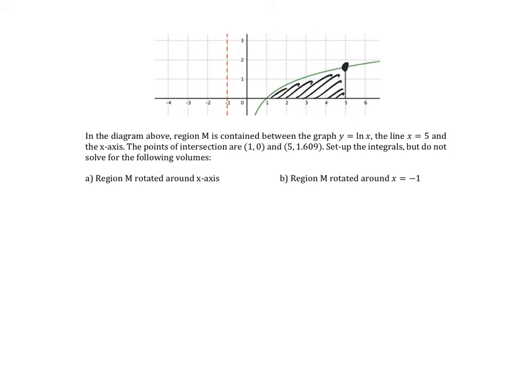Okay, let me first erase the region so I can be a little clearer. All right, so we're rotating region M around the x-axis. That region is touching the axis of rotation the entire time, so I know this is going to be a disk. Since we're rotating it horizontally, it's just going to be pi from 1 to 5. The radius is as simple as the height of the function. If you go from the axis of rotation to the function, that's just going to be ln of x, so it's going to be ln of x squared dx.